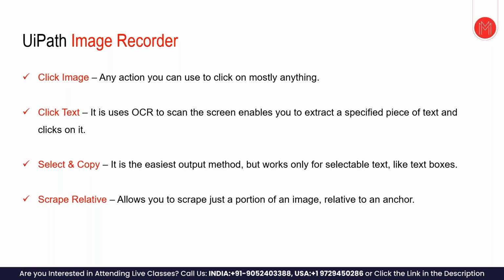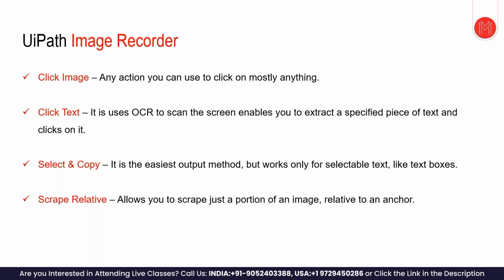Now for extracting some data from the Windows application, for example, if we have transaction number colon and then the number, or account number colon and the number, what we use is select and copy. It is going to be the easiest way of extracting some data from the window. We can just indicate the element, and if it is selectable text or a text box, then we will be able to extract the data from that. So wherever we have to extract some data from the image or from the window without any selectors, we can go with the select and copy option.